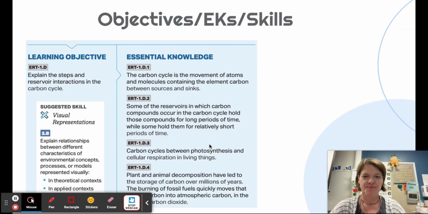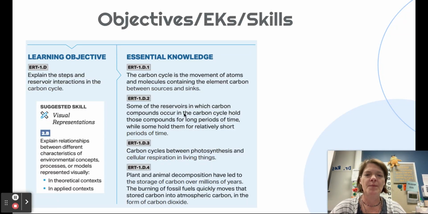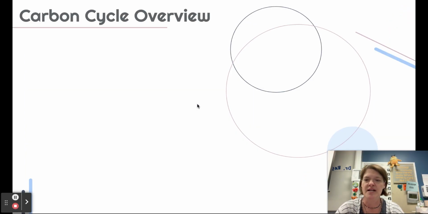All right, so let's talk about our objectives for this. We're going to be talking about the carbon cycle and the movement of atoms and molecules. Then we're going to talk about carbon reservoirs, what a reservoir is, and how carbon cycles between photosynthesis and respiration in living things. And then lastly, we'll talk about how plant and animal decomposition has led to the storage of carbon over millions of years, and how burning fossil fuels is putting a lot of carbon back into the atmosphere. So that's what we're going to be talking about today.